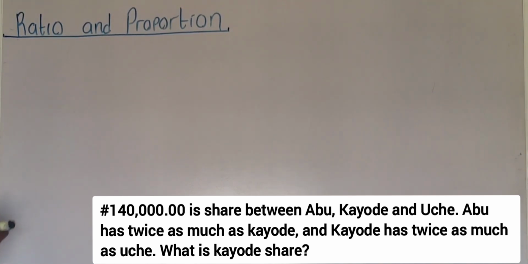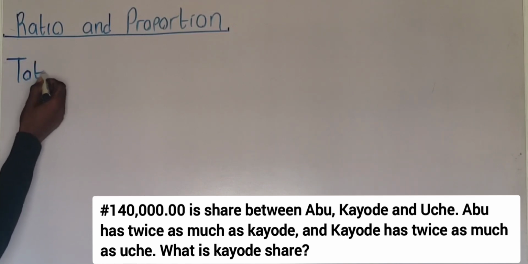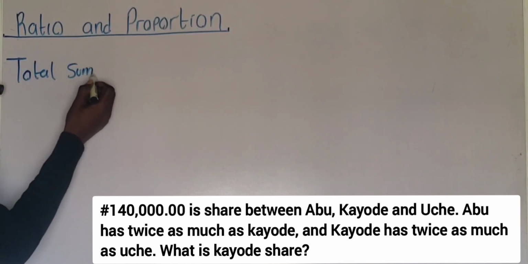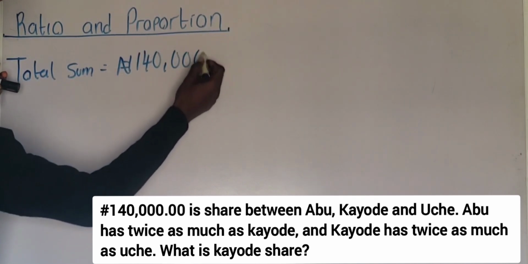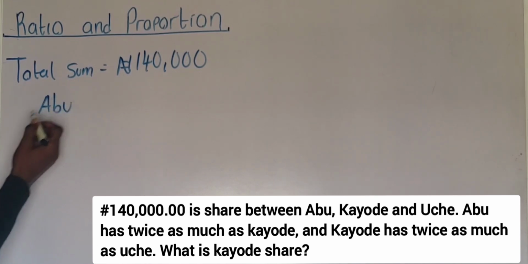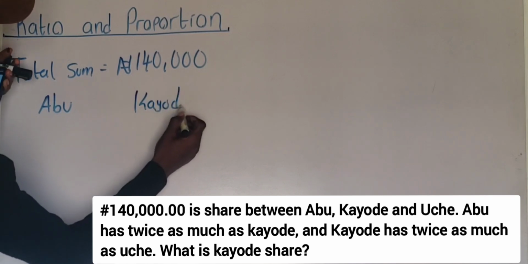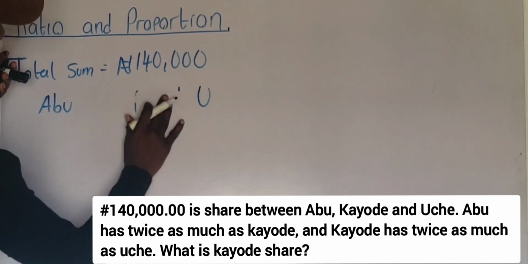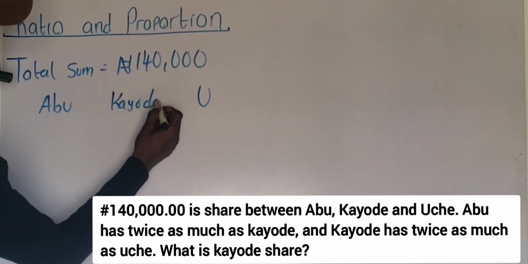We are given that the total sum of money that was shared between Abu, Kayode, and Uche is what? 140,000 naira. So let me put it, total sum is equals to 140,000 naira. Okay, now between Abu, let me put the information related to Abu here, Kayode, and Uche. Okay, let me put Kayode in this place. Kayode, and Uche.